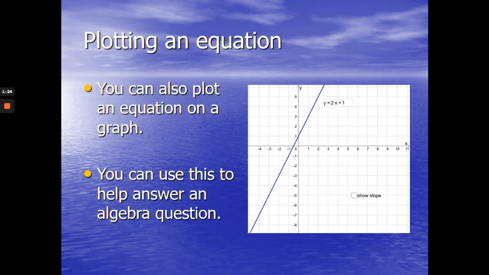We are now going to move on to the final learning objective, which was to be able to plot an equation. These are very similar to line graphs, but first of all we need to work out where to plot it. We're going to go through that now. Once you've done this, you can use it to help answer an algebra question.